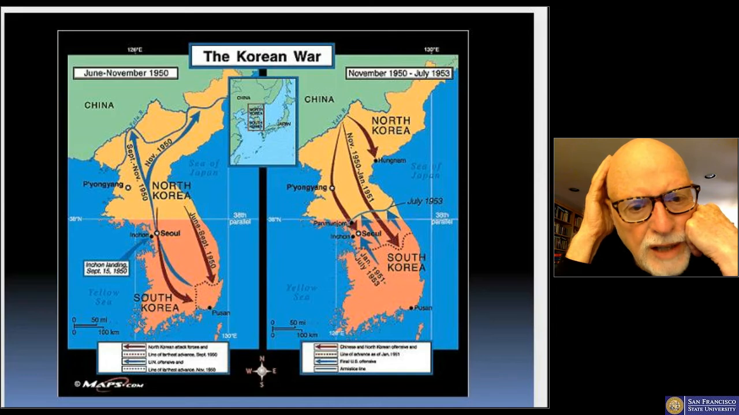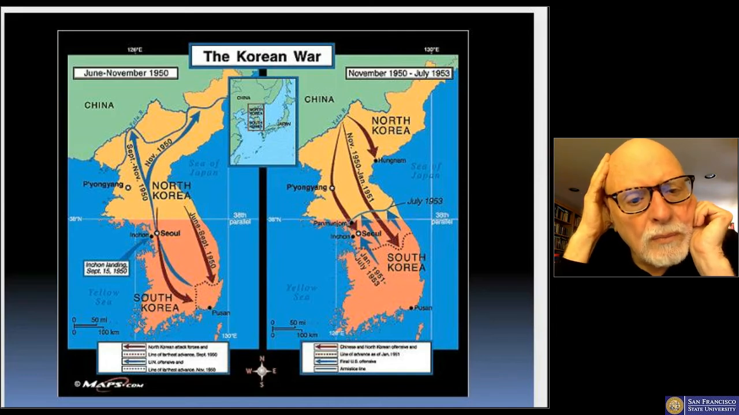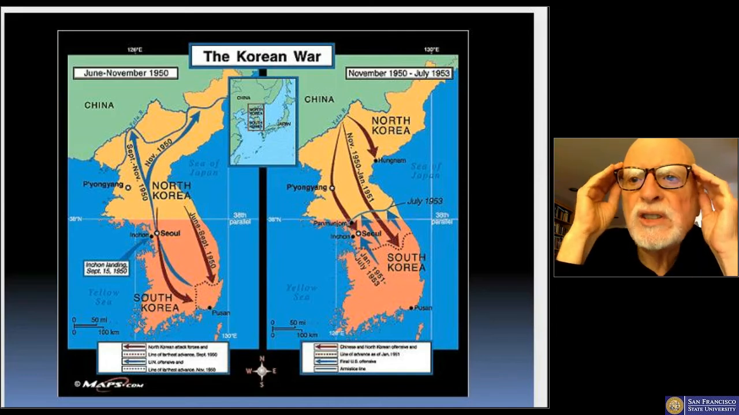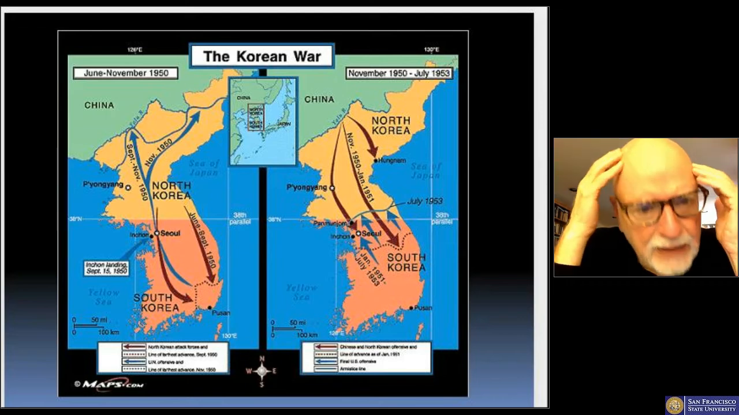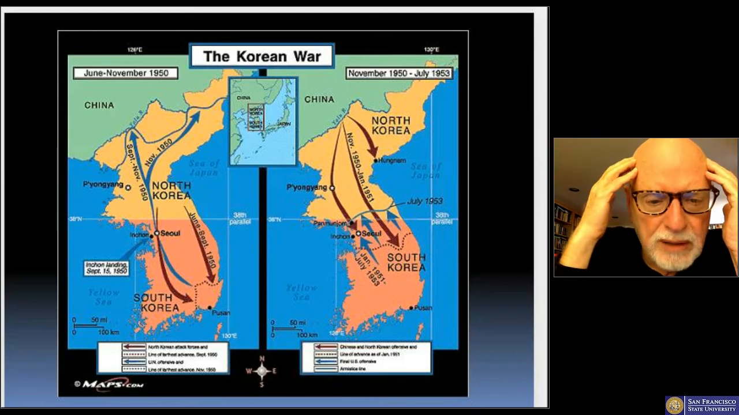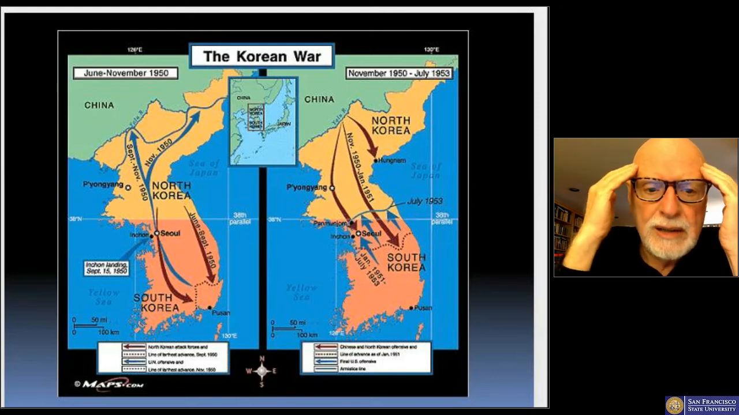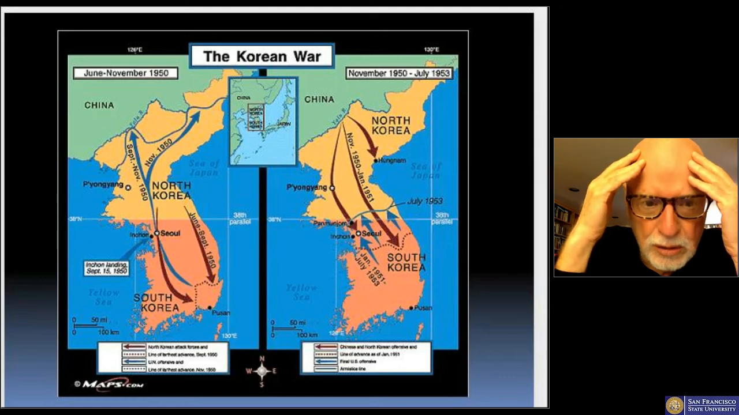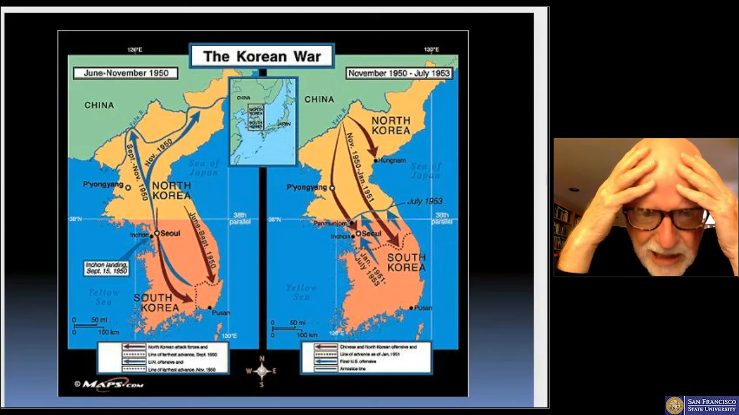That the North Koreans have pressed into South Korea and are now pressing on Pusan. So the Pusan perimeter, this is down in the southeast part of South Korea. That's the only territory the South Koreans are able to hold against these North Korean forces in the summer of 1950.